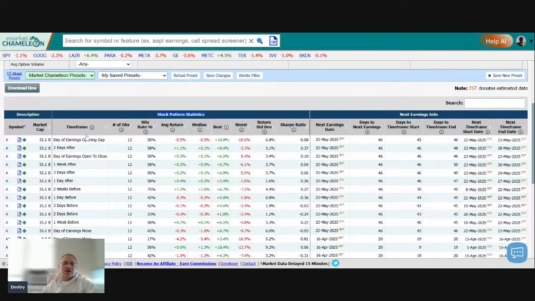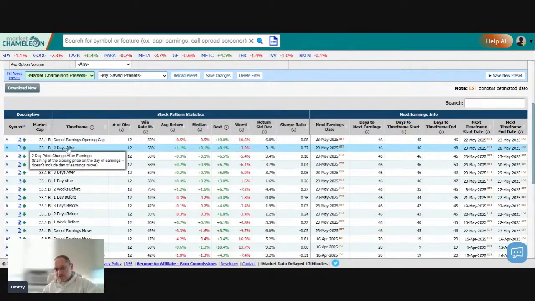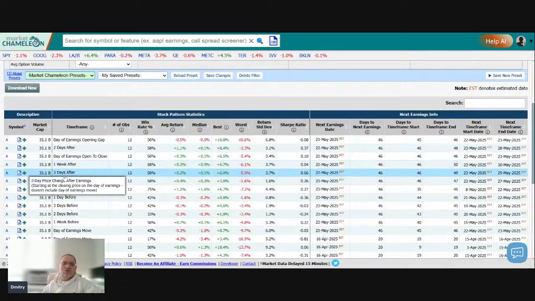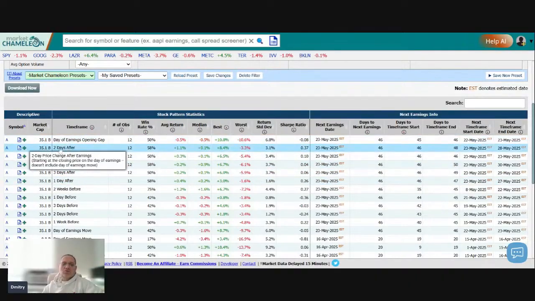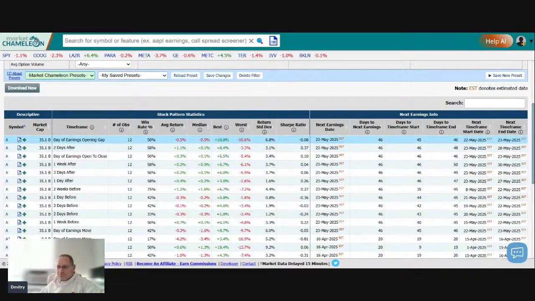So this defines a time frame over here. Here it says the day of earnings opening gap. You can see this is 2 days after earnings, so starting after, ending after. You can hover over, and it explains to you the time frame. So the opening gap in this situation is looking at how the stock closed before it reported earnings, and where it opened right after it reported earnings.